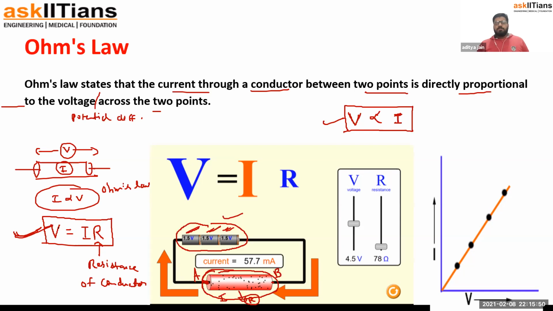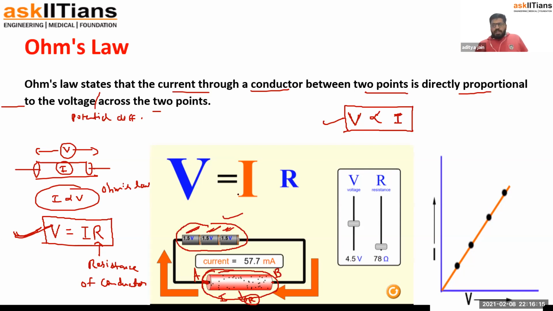What is the final result from Ohm's law? That the potential difference between any 2 points of a conductor is equal to the product of the current through that conductor and the resistance of that conductor. I already discussed that resistance is the property of a conductor to resist the flow of current through it. That is known as the resistance of the conductor. So I think Ohm's law is clear: V equals IR.